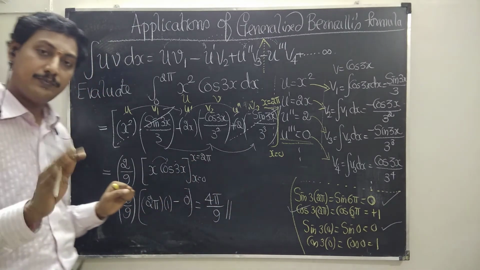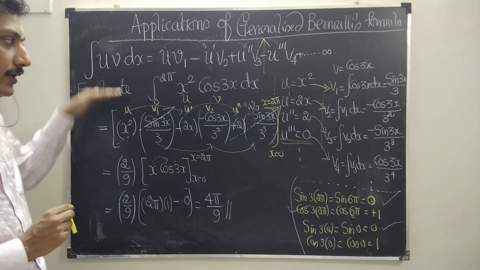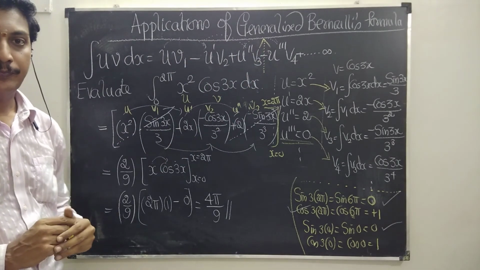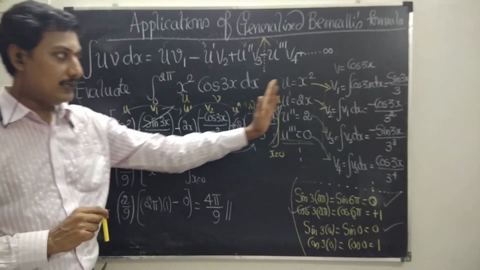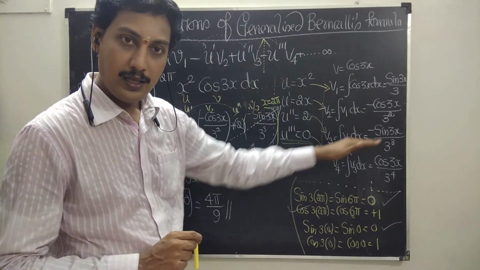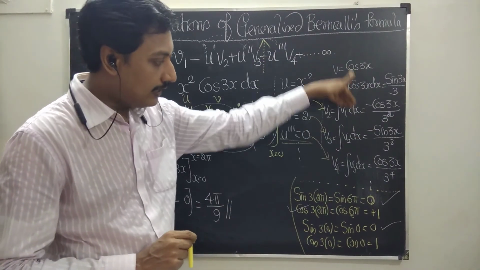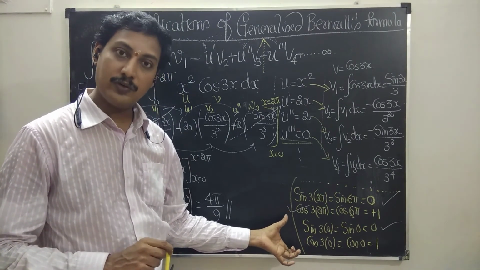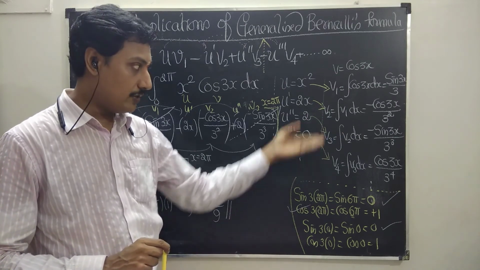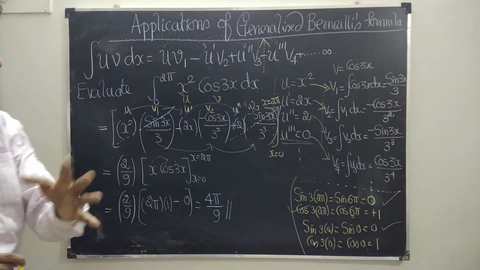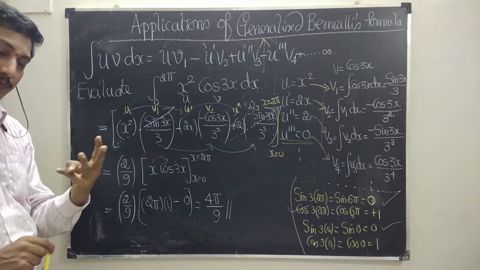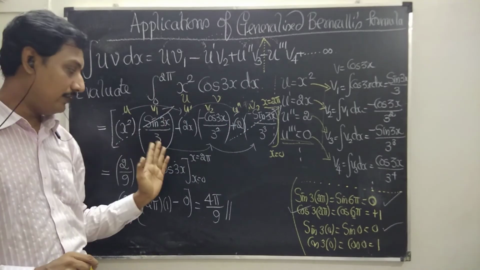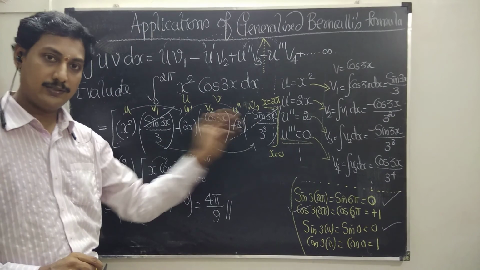So only 3 steps are more than enough to get the integral value using the generalized Bernoulli formula. These things are very, very important: the differentiation terms, the integral values, and the basic results, that is, the trigonometric values for the various values of x. Once you are familiar with these things, you may easily get the answer within 3 steps. First step, as per the formula format, u v1 minus u dash v2 plus u double dash v3, etc.